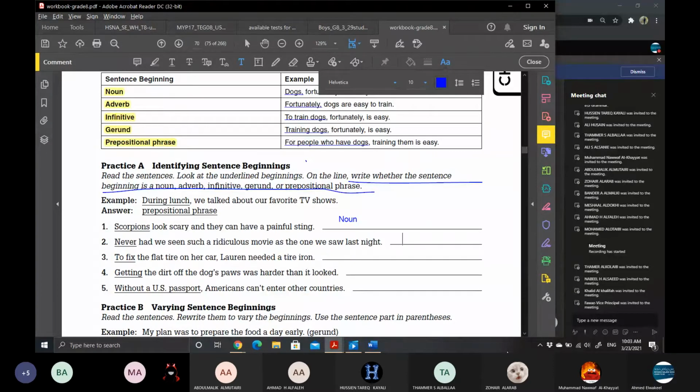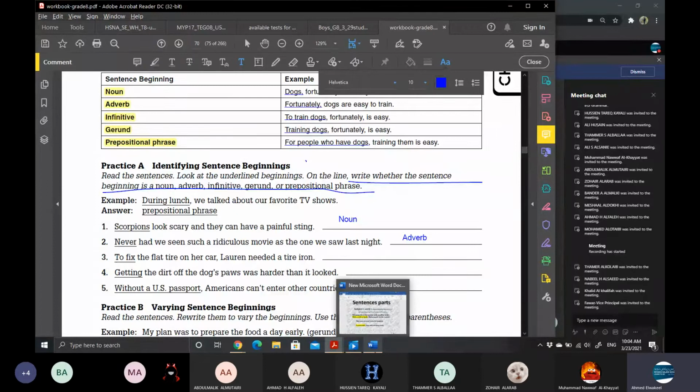Muhammad Al-Faleh, if you don't have a mic, you can type in the chat. Number two: Never had we seen such a ridiculous movie as the one we saw last night. Hussein? Yes, teacher. Number two, never had we seen such a ridiculous movie as the one we saw last night. So never is? Adverb. An adverb.